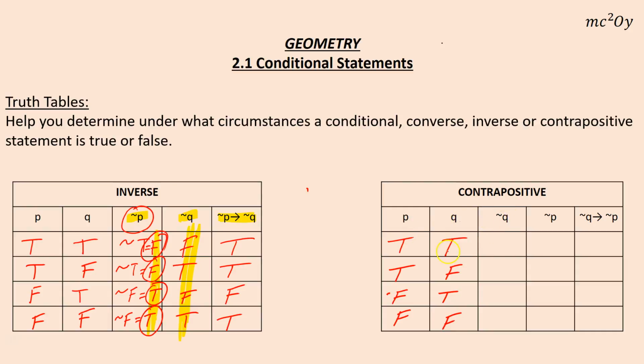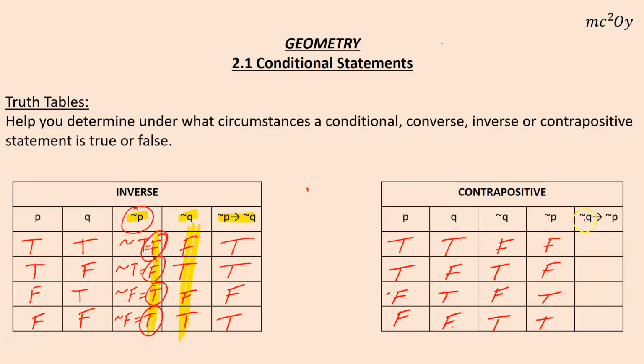So negate Q. Then negate true, which is false. Negate false, which is true. Negate true, which is false, and negate false, which is true. And negate true, which is false. Negate true, which is false. Negate false, which is true, and negate false, which is true.